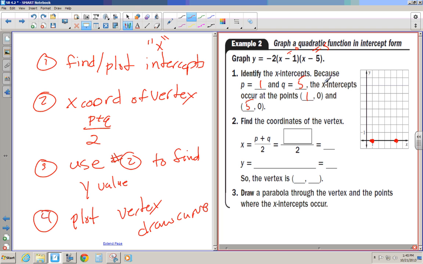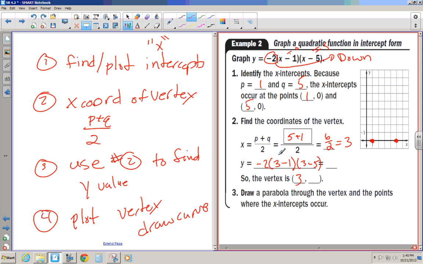Now, we know it opens down, and P plus Q. So 5 plus 1 is equal to 6 over 2, which equals 3. So you plug 3 into your original equation. And this is where storing values in for x can become handy. You don't have to deal with all of this order of operations.